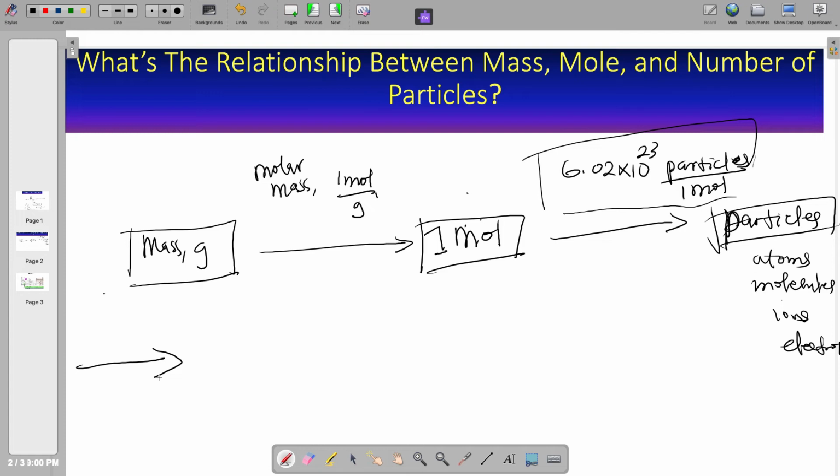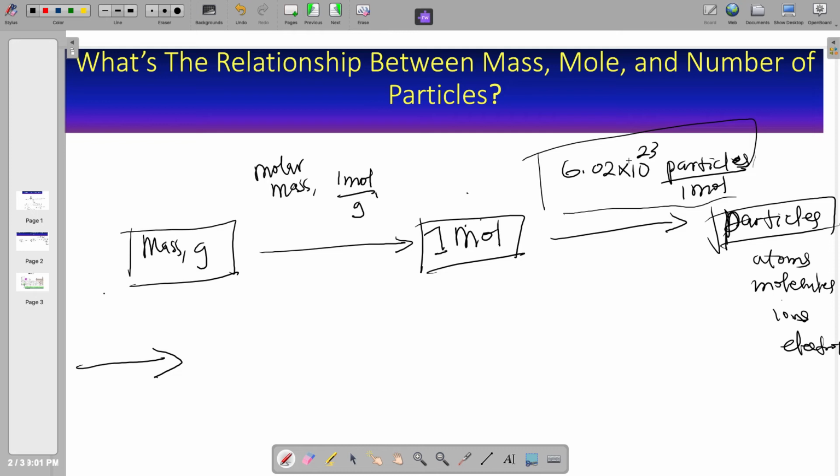So if you have, let's say, 20 grams of oxygen and you want moles of oxygen, you have to get the molar mass of oxygen, you flip it, and then you multiply by your mass of oxygen, and the grams will cancel out, then you have your moles. And if you want to go from moles to atoms of oxygen, you multiply by Avogadro's number. Okay, we'll see examples of this in our next lesson.